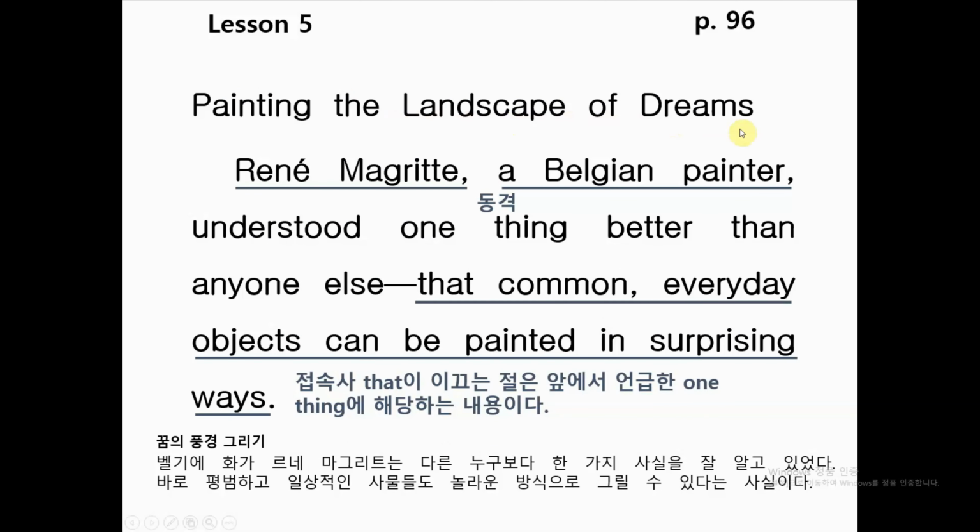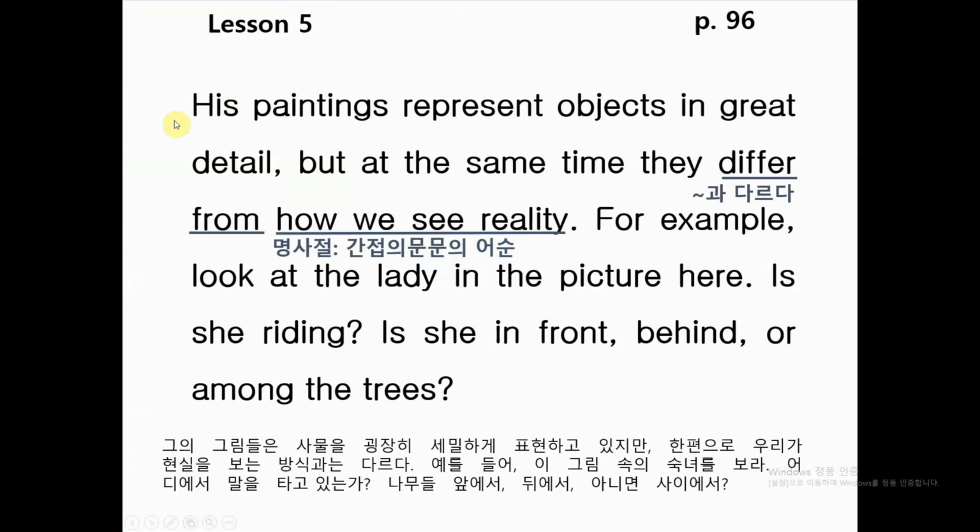Painting the landscape of dreams. René Magritte, a Belgian painter, understood one thing better than anyone else: that common, everyday objects can be painted in surprising ways. His paintings represent objects in great detail, but at the same time, they differ from how we see reality.